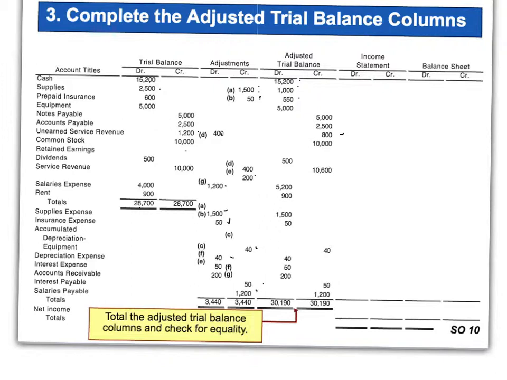So we add these two together. We add up the debits again, $30,190. We add up the credits and we make sure they balance. Now, we sort the accounts into the income statement and balance sheet.